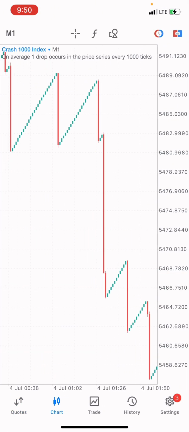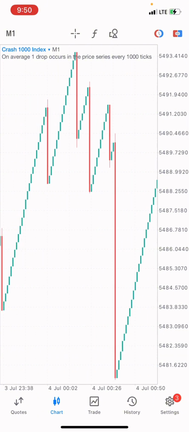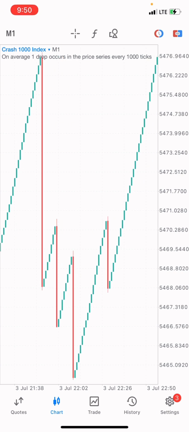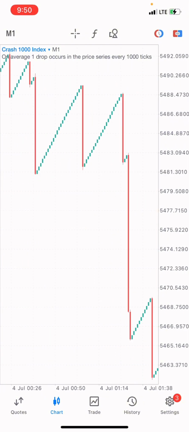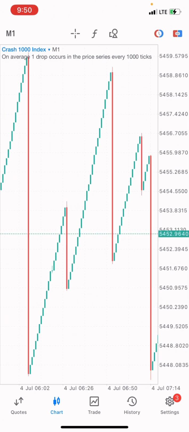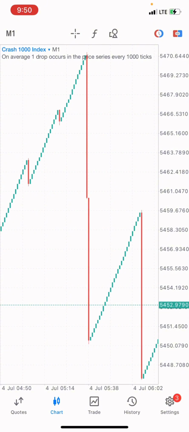Okay, so we're on Crash 1000 index right now, so we're going to look for a good opportunity to place our sell entries to catch the spikes, right? Because on crash we catch the spikes. Okay, now guys, how do you catch spikes on Crash 1000 index? The Crash 1000 index is more volatile than the boom market. All right, it's highly volatile, so in this type of market the spikes always come through.